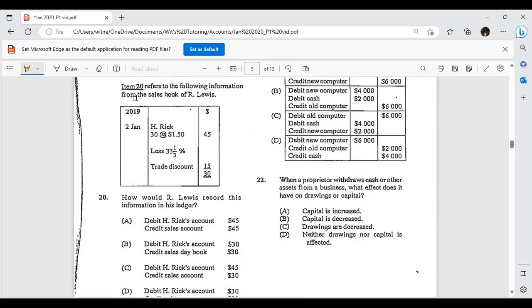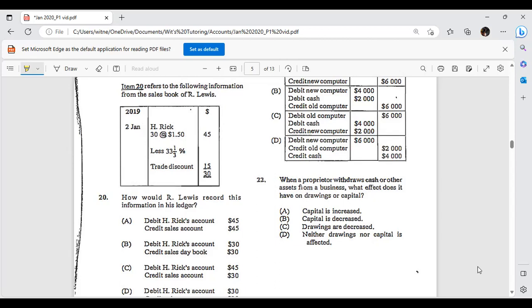Item 20 refers to the following information from the sales book of R. Lewis. How would R. Lewis record this information in his ledger? Alright, so you realize that we gave a trade discount to H. Rick. So H. Rick bought 30 items at $1.50 each. It should have cost $45. We'll give a 33.33% trade discount, which comes to $15, which would mean that H. Rick ended up paying $30.